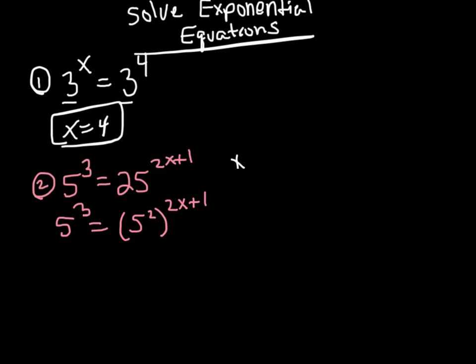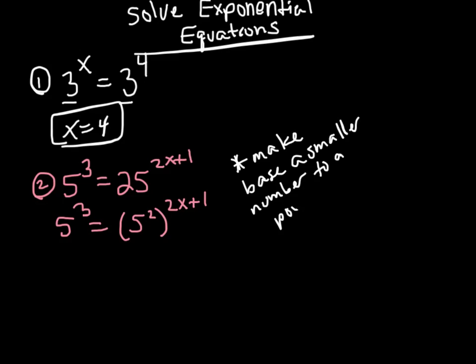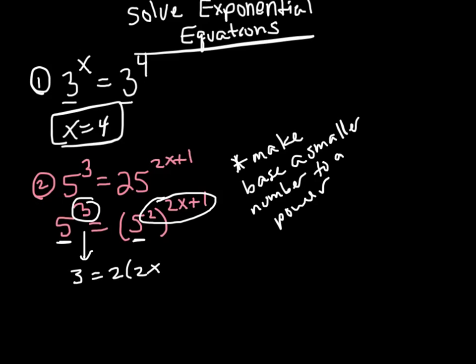So we're going to make a little note and write: make base a smaller number to a power. Okay, then since our bases are equal, we can set our exponents equal. So we're going to take each exponent and set it equal. So we'll have 3 equals, and then here we have 2. We multiply our exponents, so we have 2 times 2x plus 1.